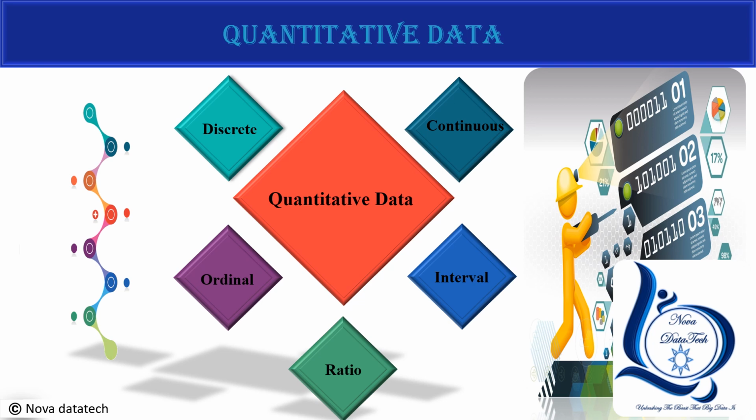Interval data. Interval data is numerical data that has a defined 0 point, but does not have a meaningful absolute value, such as temperature measured in degrees Celsius. Ratio data. Ratio data is numerical data that has a defined 0 point and a meaningful absolute value, such as height measured in meters or weight measured in kilograms.